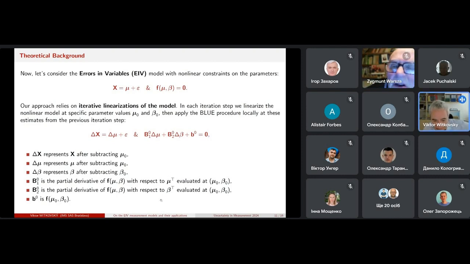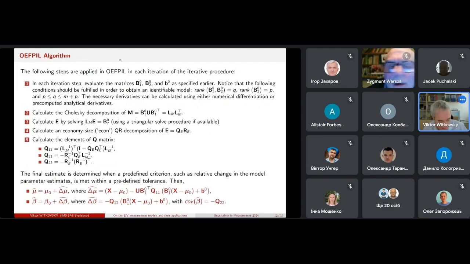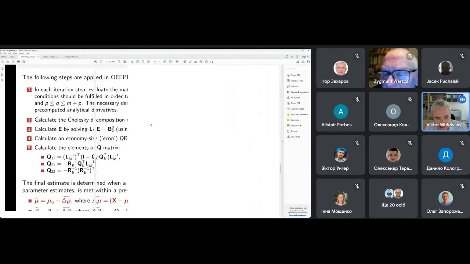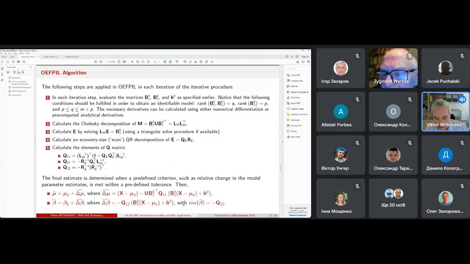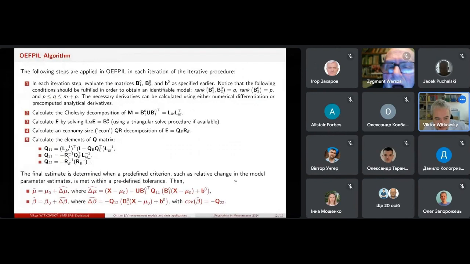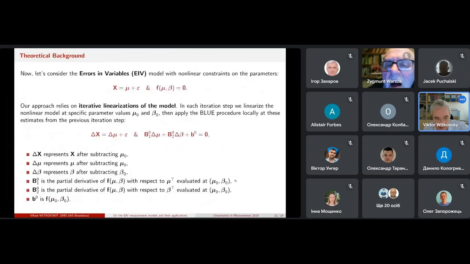I'm sorry. Should I... I'm sorry, I don't know if it is visible or not. Can you see? Yes, visible. Okay. Still? Is it visible? Yes. Okay, so I'm following.